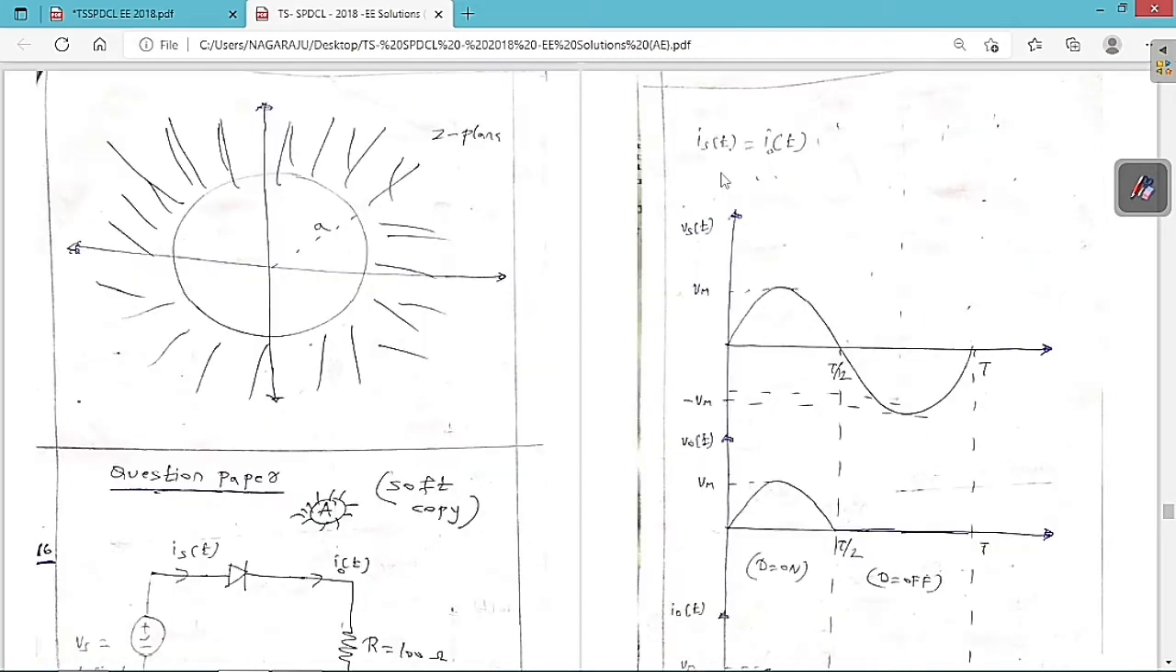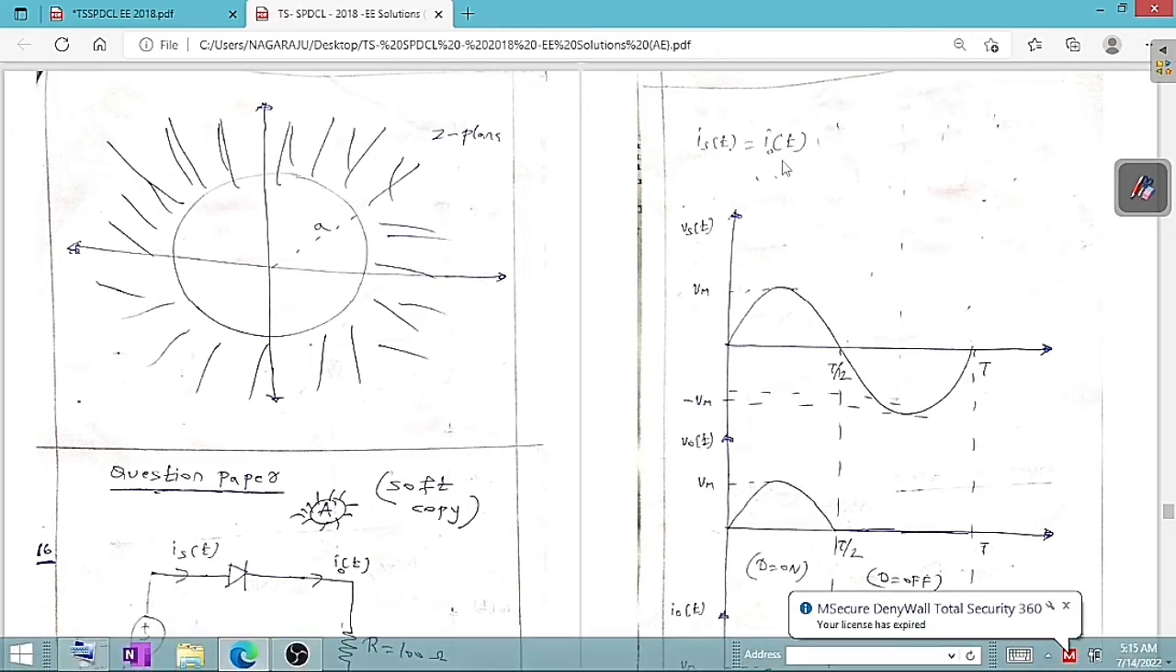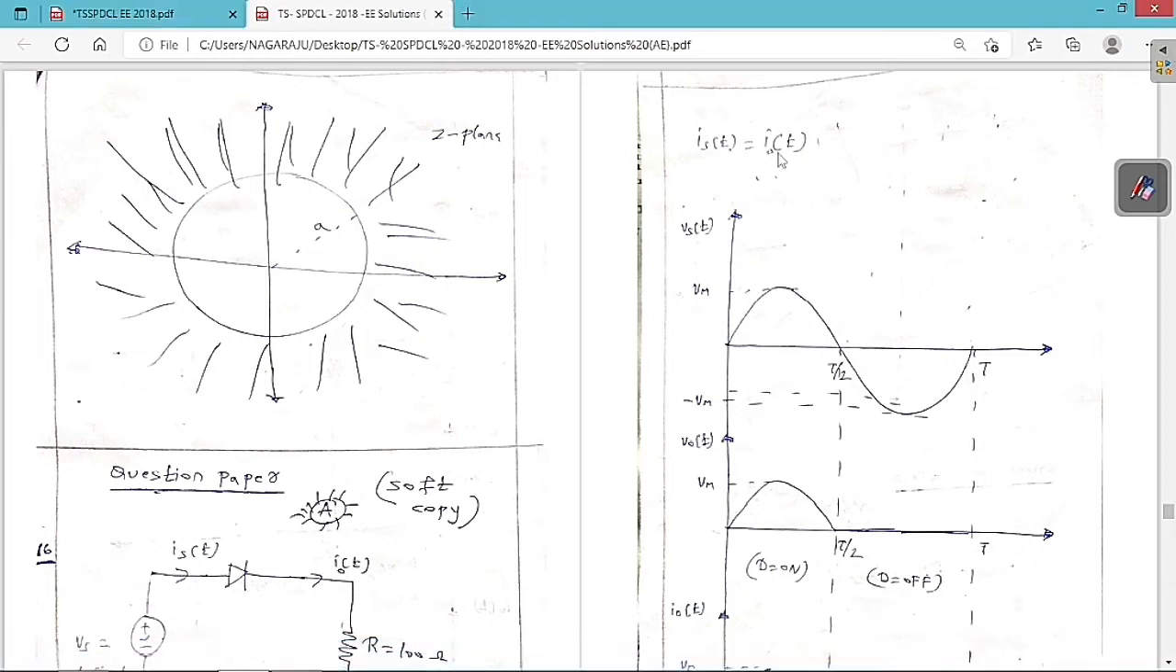As we already told you, the source current is always equal to the load current because there is no other extra branch. Now here, this is the source voltage Vs of t, the input voltage Vs of t, with peak values of Vm and minus Vm.